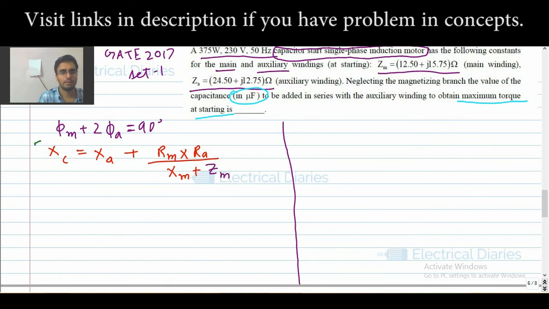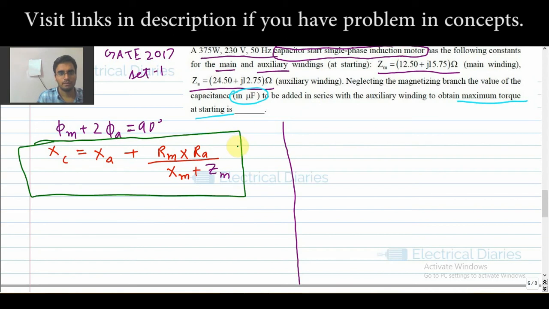Why am I writing this formula in this fashion? Because you remember this formula for two ways. If Zm is not there, then this is the formula to get the quadrature, that is the 90-degree phase difference between the auxiliary winding and the main winding. So what capacitor value you should add for those questions? You just remove Zm from this formula. For the maximum torque at starting, you remember this formula, where Zm is included. And Zm is the square root of Rm square plus Xm square. So this is a simple formula based question.